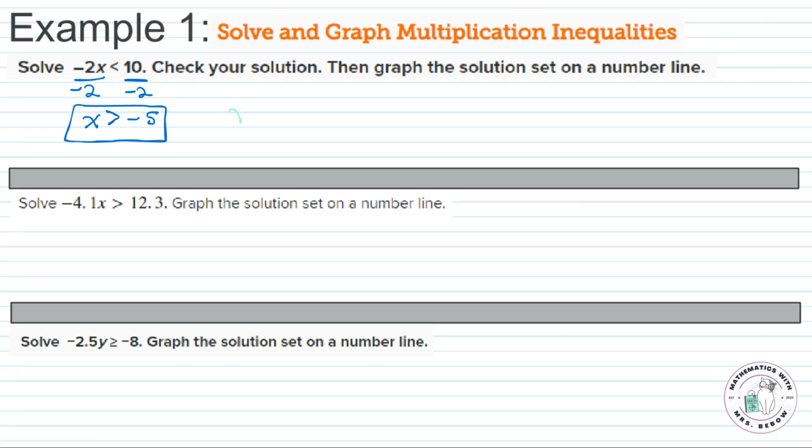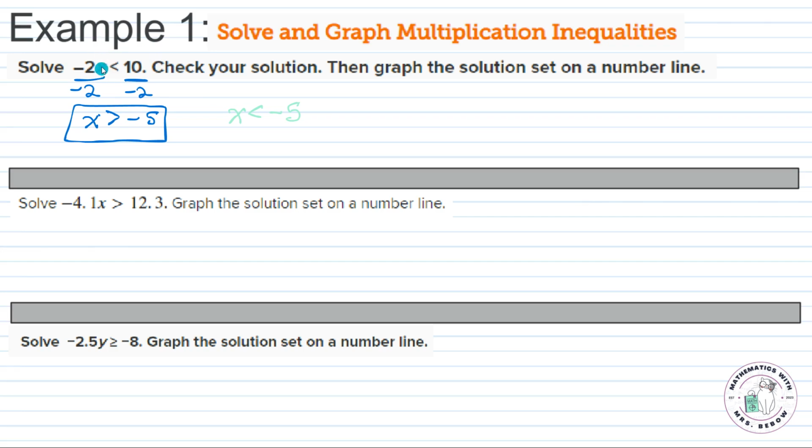Let's say I forgot. I'm going to put x is less than -5. I totally forgot the rule. Well, what's going to happen is when I go to check my solution, which is always a good thing to do, I would pick a value like -6, because -6 is less than -5.